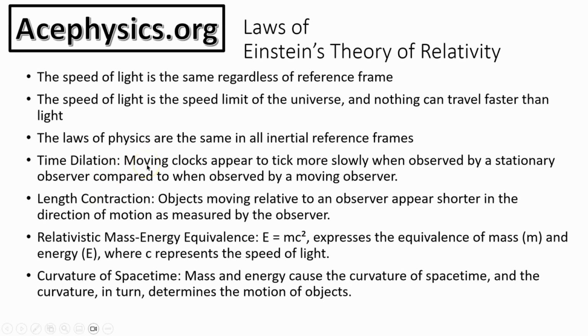Time dilation says moving clocks appear to tick more slowly when observed by stationary observers compared to when observed by moving observers. Length contraction: objects moving relative to an observer appear shorter in the direction of motion as measured by the observer. And then relativistic mass energy says E equals mc squared. Energy and mass are the same thing. Energy is equal to mass times the square of the speed of light.